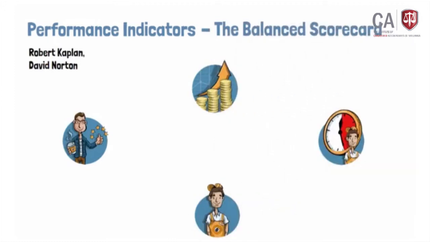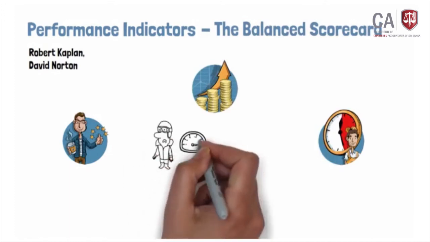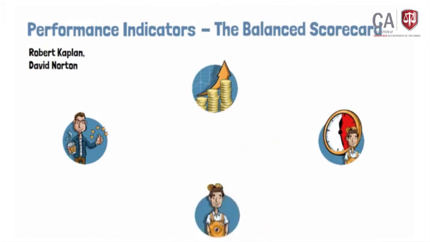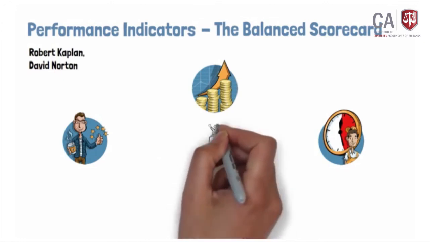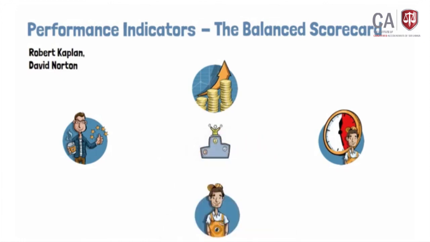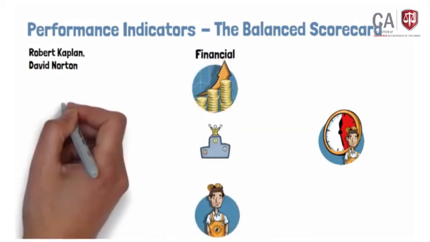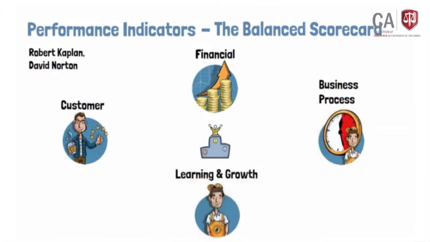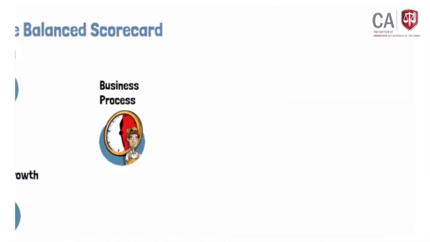They argued that just as a pilot relies on more than one measure in order to fly a plane, managers need a broad set of performance indicators to lead a company towards success. In the Balanced Scorecard, the company vision and strategy are at the center and are surrounded by measures along four perspectives: financial, customer, internal business process, and learning and growth. Let's have a look and see how the Balanced Scorecard works.